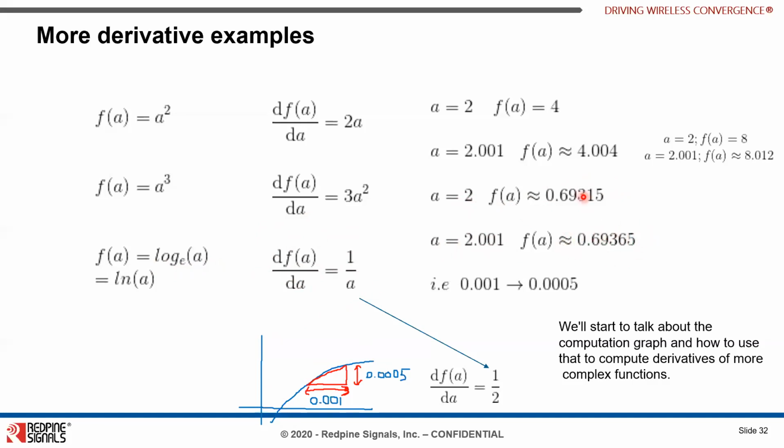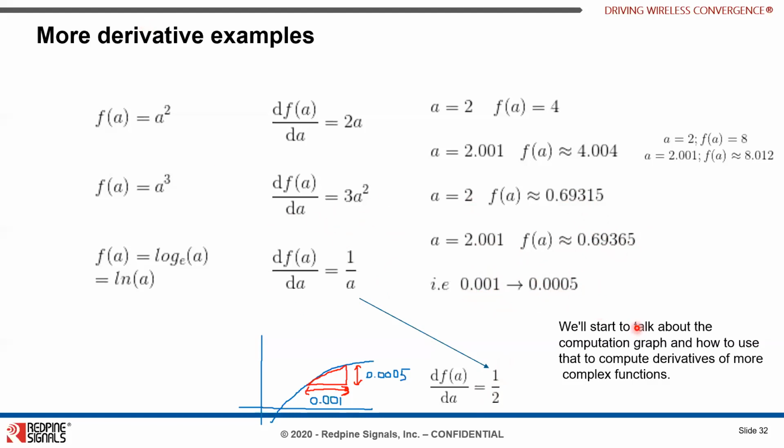So what is the change here? If I increment by 0.001, what is the change? If we subtract, that is 0.69365 minus 0.69315, it becomes 0.0005. So with this increment, we got a change in the y-axis. If we divide this, you can use a calculator, or a pen and paper, 0.0005 by 0.001, it will be half. And that matched with the original formula.